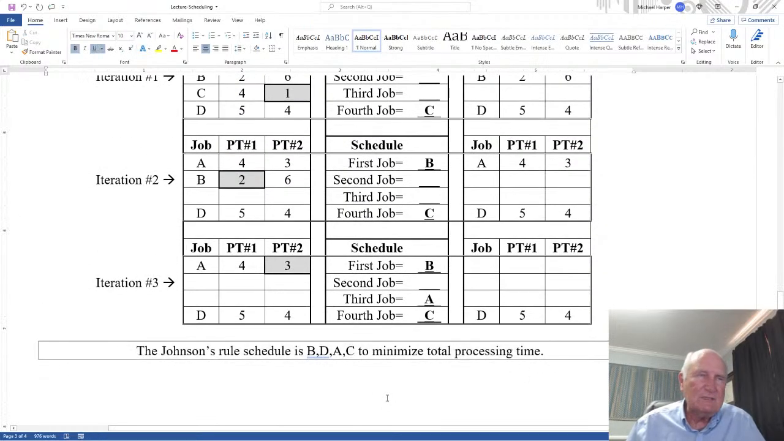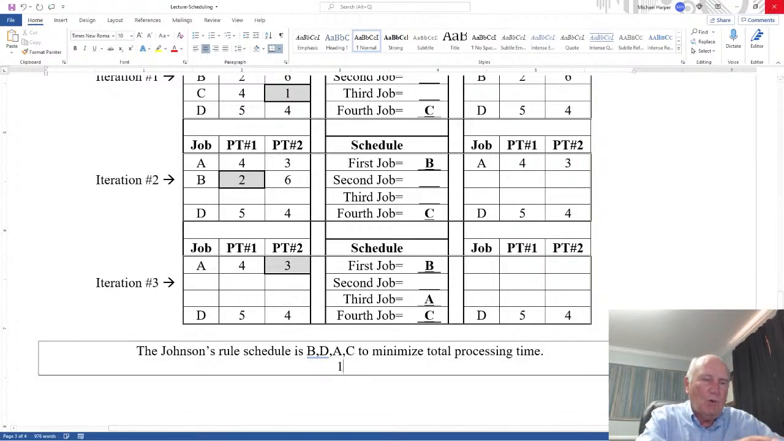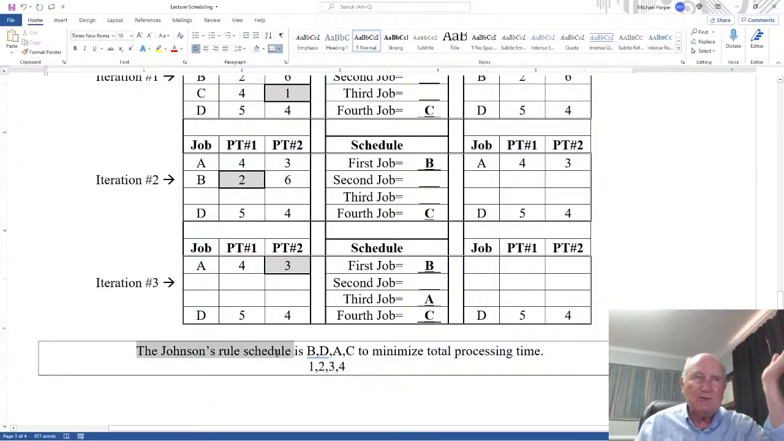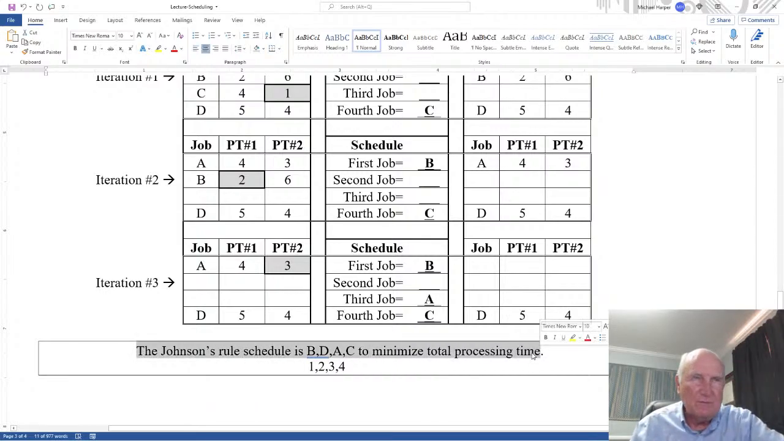Okay, but notice, let me point something out that some people get confused on. I say the Johnson rule schedule is BDAC. Well, BDAC, let me do it this way, come across here, 1, 2, 3, 4, right? Okay, and essentially, let me bring this over here. B is a first job, D is a second job, A is a third job, and C is a fourth job. Because when you read in a sentence, it goes from left to right, 1, 2, 3, 4.